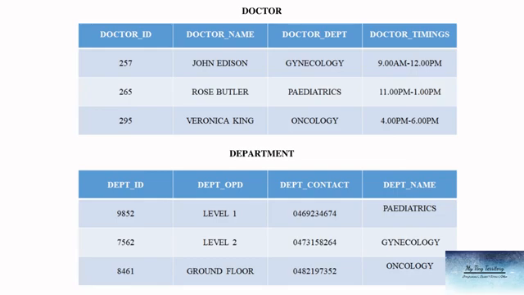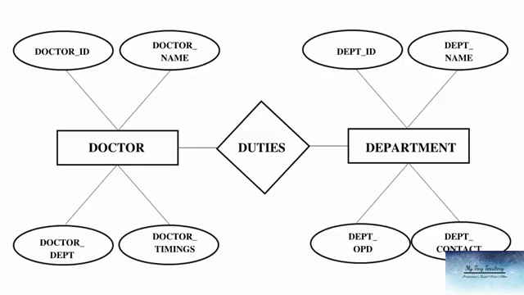Now let's see how to draw the entity relationship model for the same. So the entities doctor and department are represented in the rectangle, and the relationship between doctor and department is duties, and that is represented by a diamond. The attributes for both the entities are represented in the ellipses, and the lines show the relationship between the different entities and their attributes.